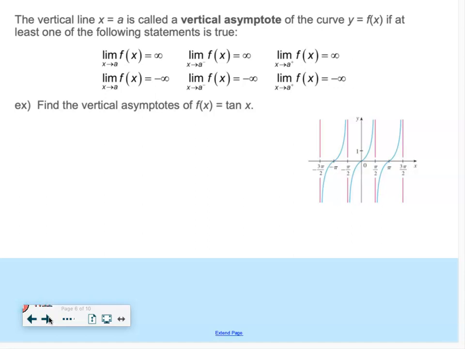So how will we know where the vertical asymptotes are for tangent? Here's my little advice. Tangent is the same as what over what? Sine over cosine. All right, so that means vertical asymptotes occur whenever the denominator is 0 and the numerator isn't 0.